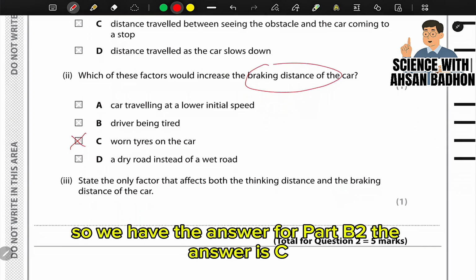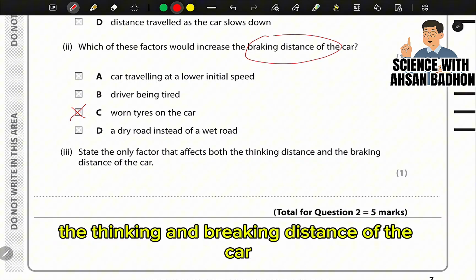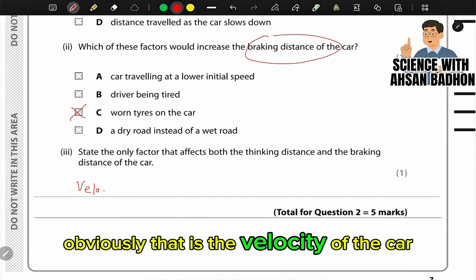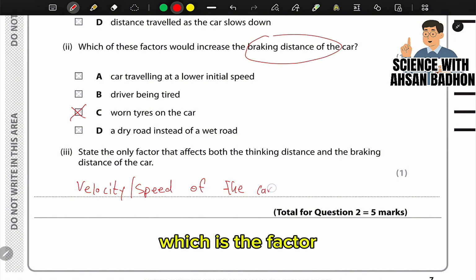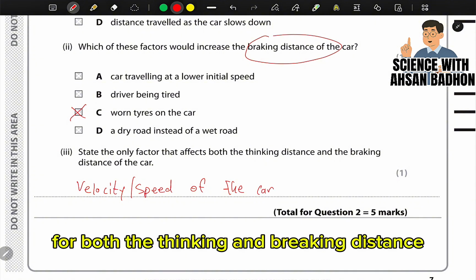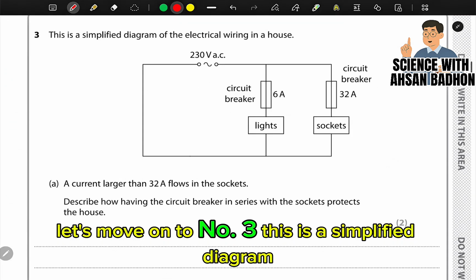The answer is C. Say the only factor that affects both the thinking and braking distance of the car. Obviously, that is the velocity of the car. Velocity or speed of the car is the factor for both the thinking and braking distance. Let's move on to number 3.